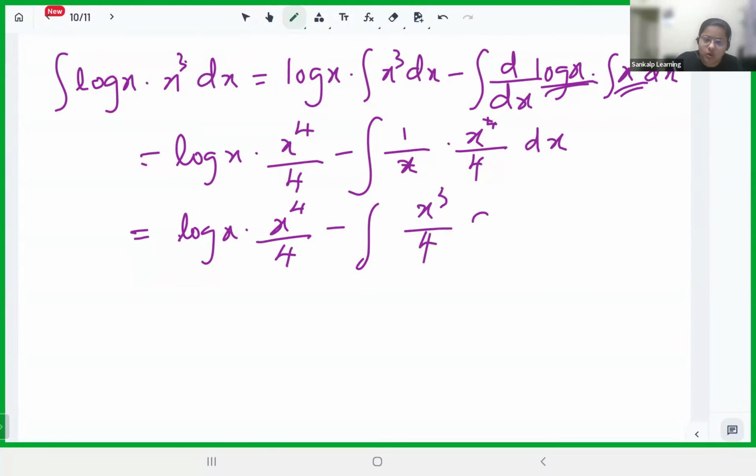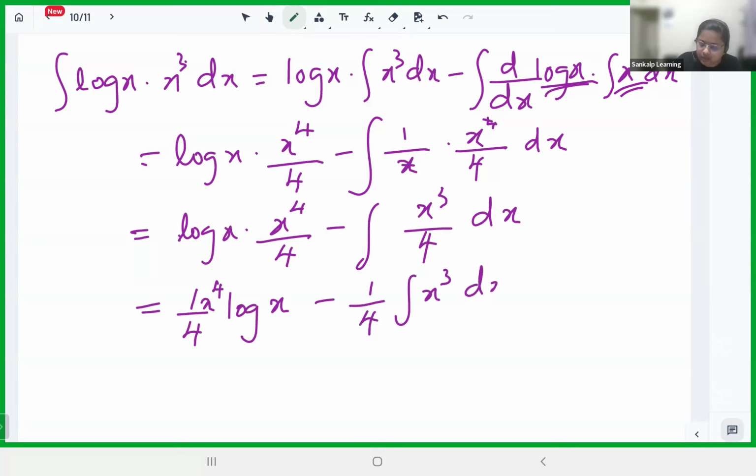So 1 by 4 we can take outside. Here also we can write this as 1 by 4 x raised to 4 into log x minus 1 by 4 integral x cube dx. So this will be like this, and minus 1 by 4 into x raised to 4 by 4, plus c.